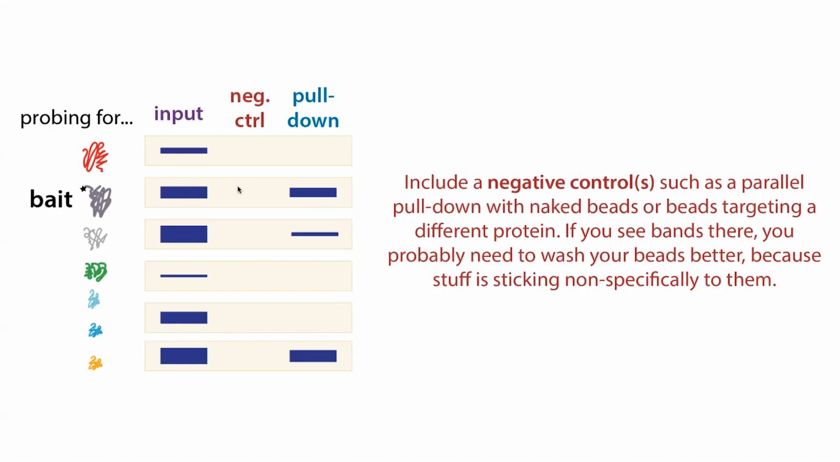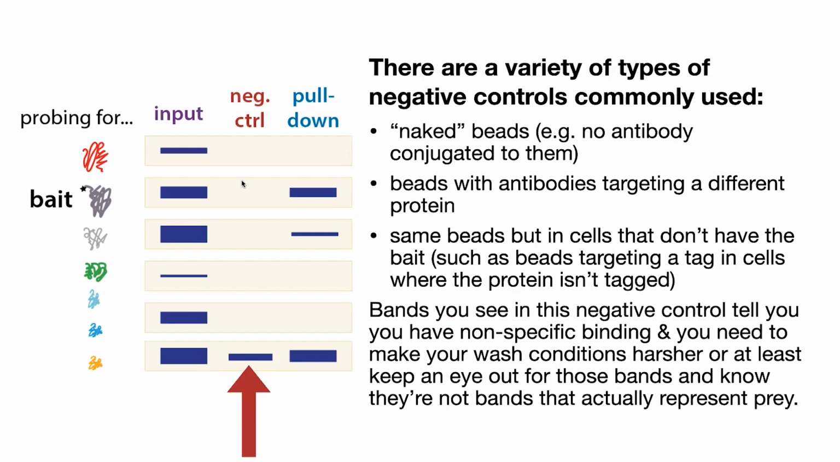The negative control, there's going to be a variety of different options. So sometimes you might see naked beads used, so basically no antibodies attached to them. Sometimes you might see beads with antibodies targeting a different protein, or sometimes you'll see the same beads used, but in cells that don't have the bait. So for example, if you're using anti-HA, say, so it's targeting an HA tag protein, you can use this in cells with the normal version, the non-tagged version of the protein. So there shouldn't be an HA tag for it to bind to.